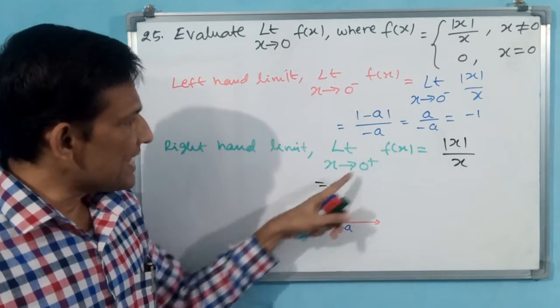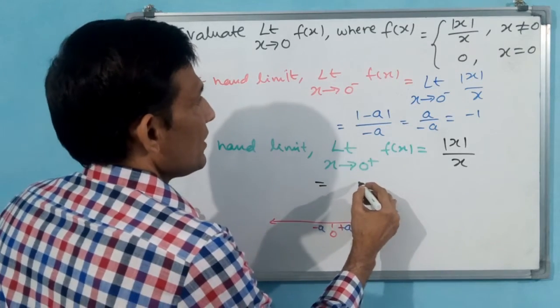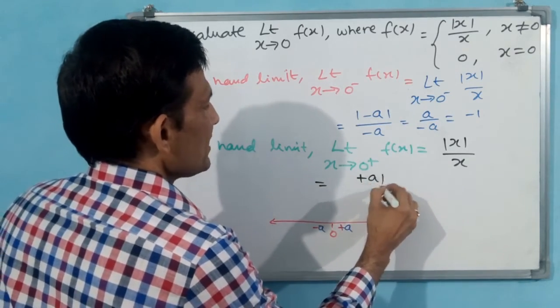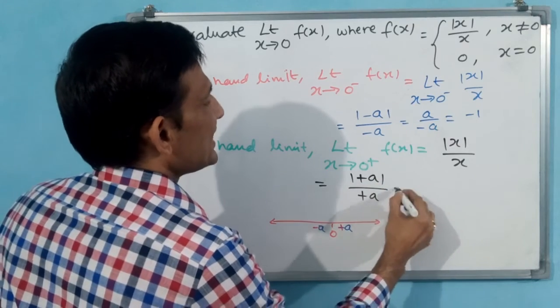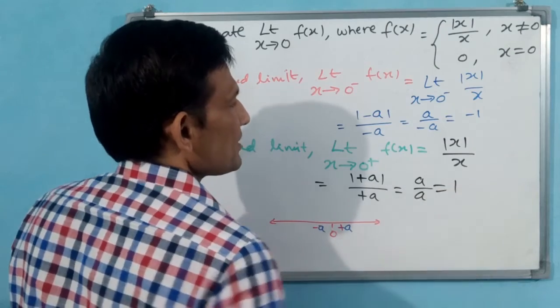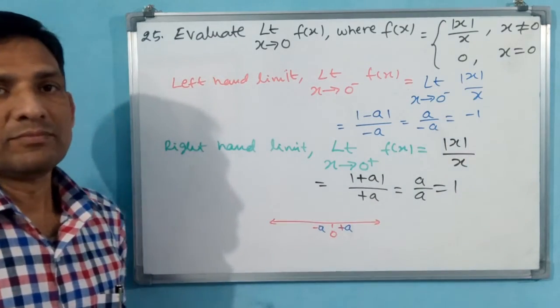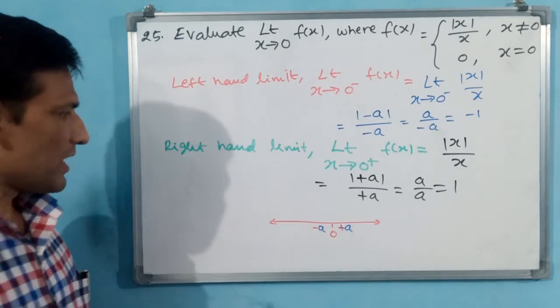See, slightly greater than 0. If you take, this is going to become plus x, plus a. Write down now: modulus of plus a divided by plus a, that is equal to. See, the modulus is the same, plus a only will come. Here also plus a only will come. This is 1. Now you tell me, minus 1 and 1, both are the same? Not equal. Then what you have to write? Now I am rubbing this.